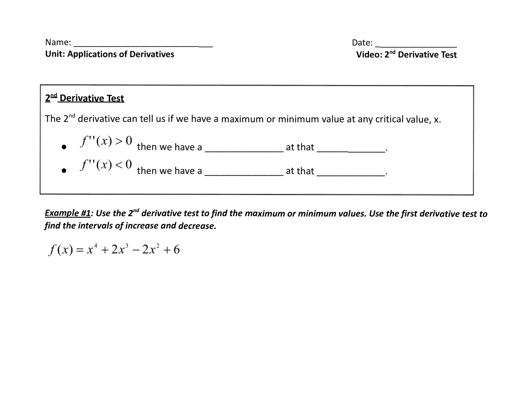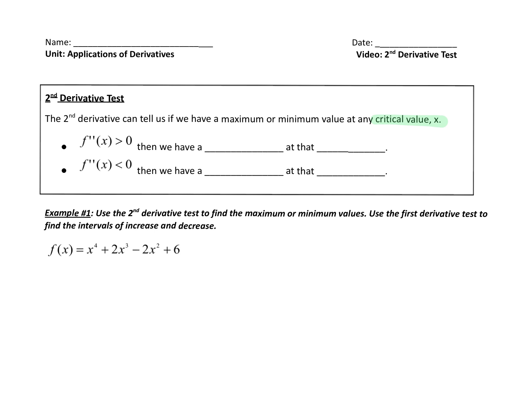Hi, everyone. In today's lesson, we're going to talk about a concept called the second derivative test. What the second derivative test does is tell us if we have a maximum or a minimum value at any specific critical point x. So it's really important that you highlight or underline this critical value x.